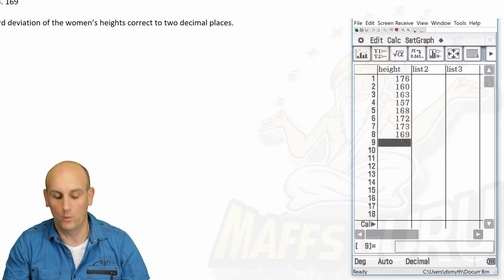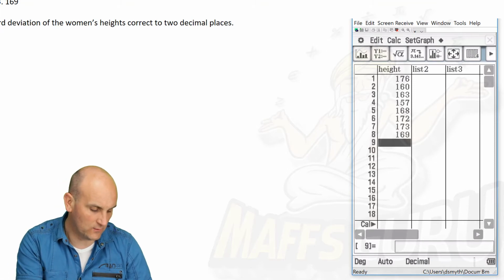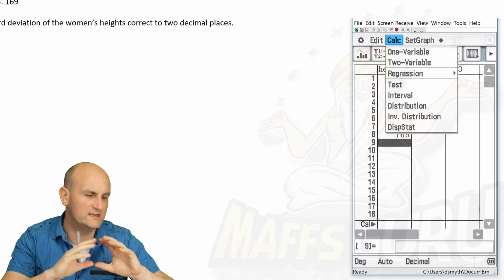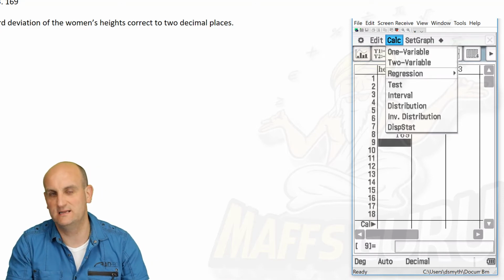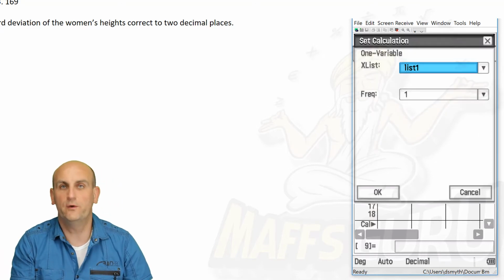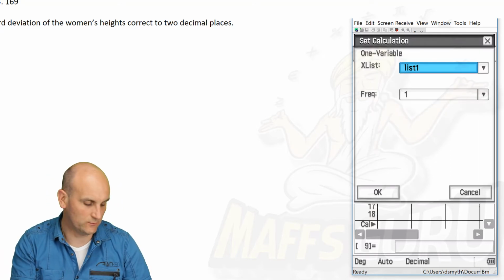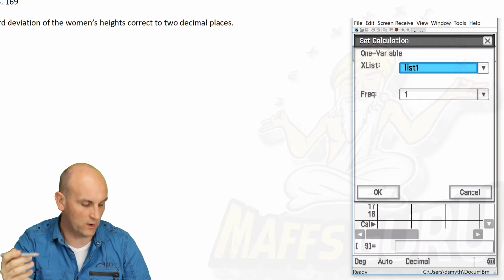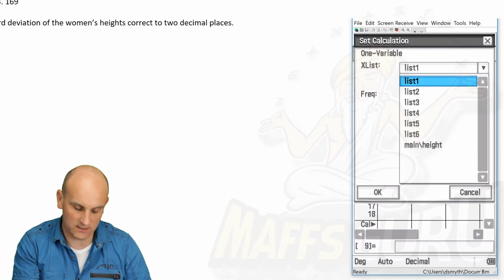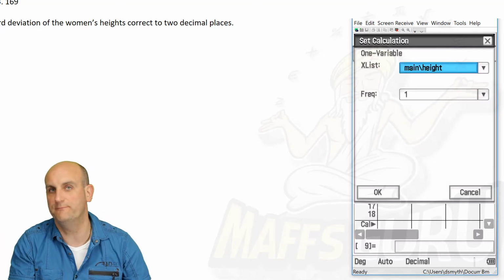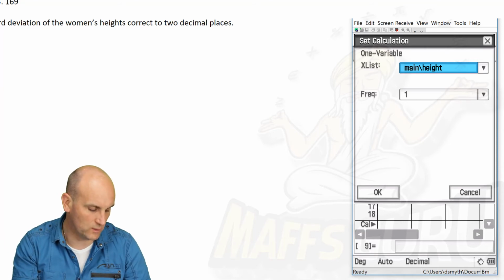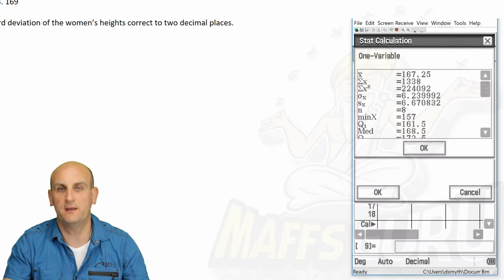So they're all in. What do I do now? Well, I need to go and say, I want to do a calculation. Now, the reason we're doing this is probably better explained in later videos, but at this moment in time, we're going to hit one variable. And it wants to know, well, what's this one variable you're using? Well, I don't have anything in my XY or X list called list1. So if I open that down, what you notice is I suddenly see main/height. Don't worry about the main slash. The height is the thing we're dealing with. Frequency will do 1, and I'm going to hit OK, and up comes a dialog box.